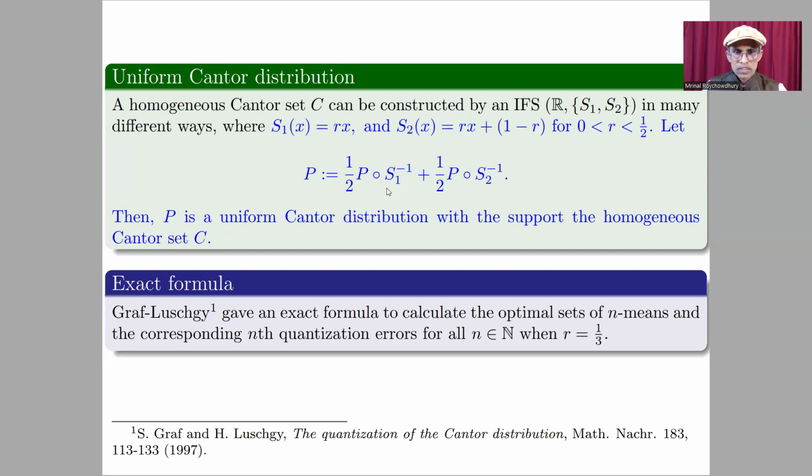Let P equal to this. Then P is a uniform Cantor distribution with the support the homogeneous Cantor set C. Graf and Luschgy gave an exact formula to calculate the optimal sets of n-means and the corresponding nth quantization errors for all positive integers n when r equals 1/3.